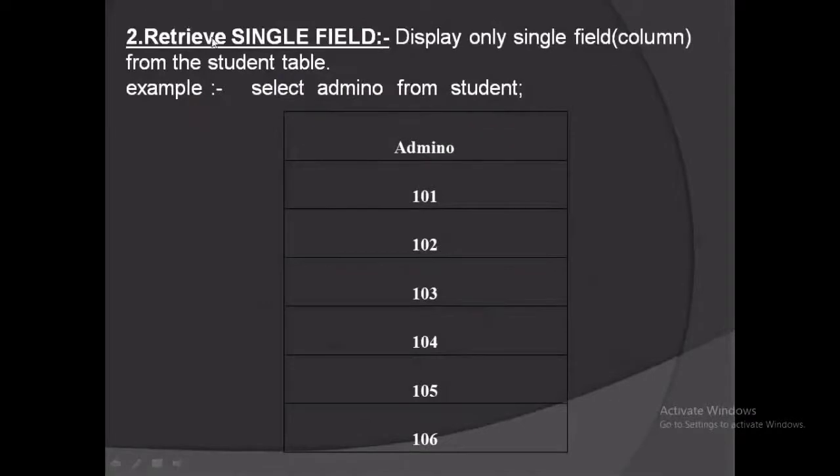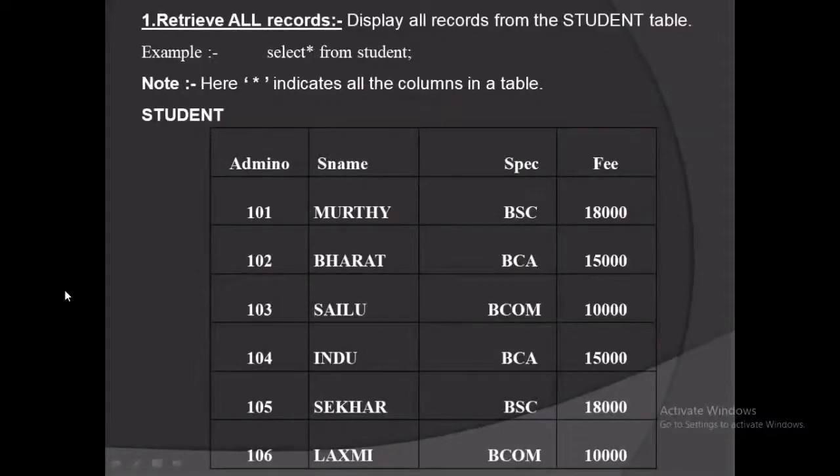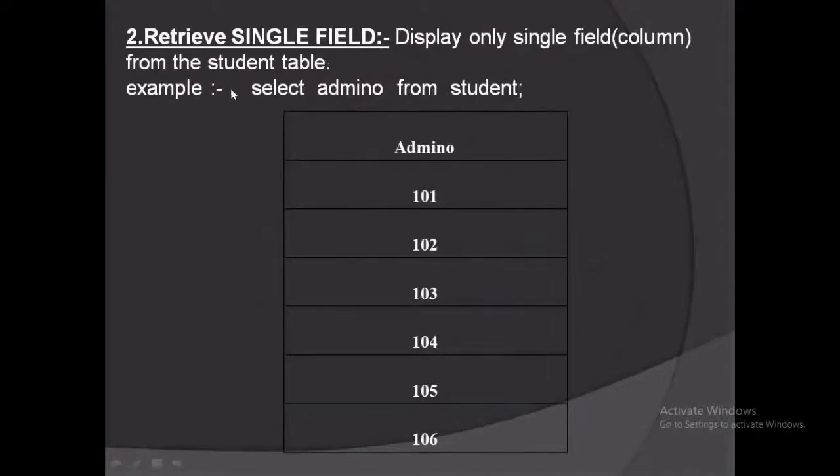Next, retrieve single record. This is my table. Retrieve single record means only the selected record is displayed. Okay. Example, select admission number from student. In the student table, only admission number is displayed. Okay, if you look at this table, admission number is displayed. This is retrieve single field. The example is select admission number from student table.